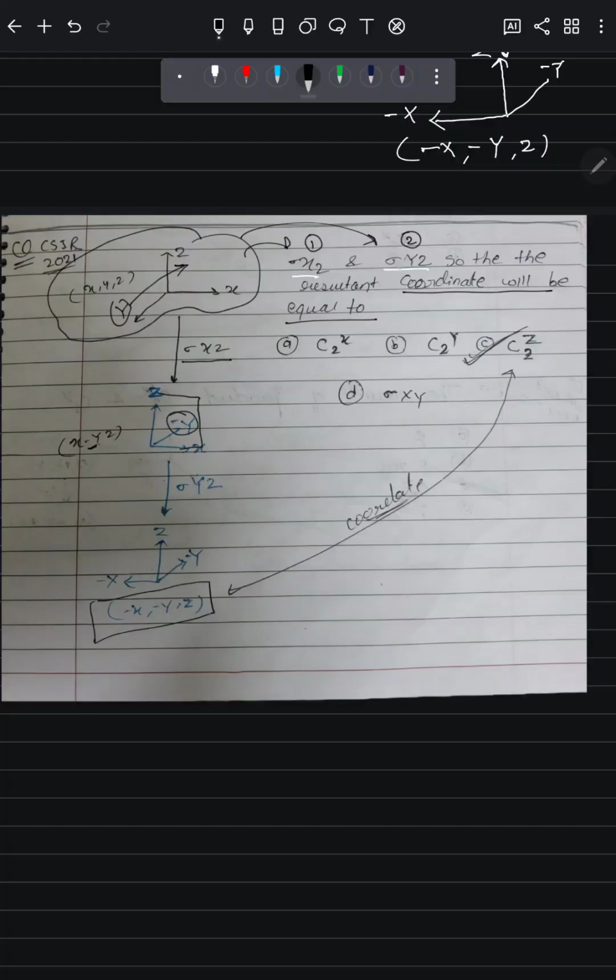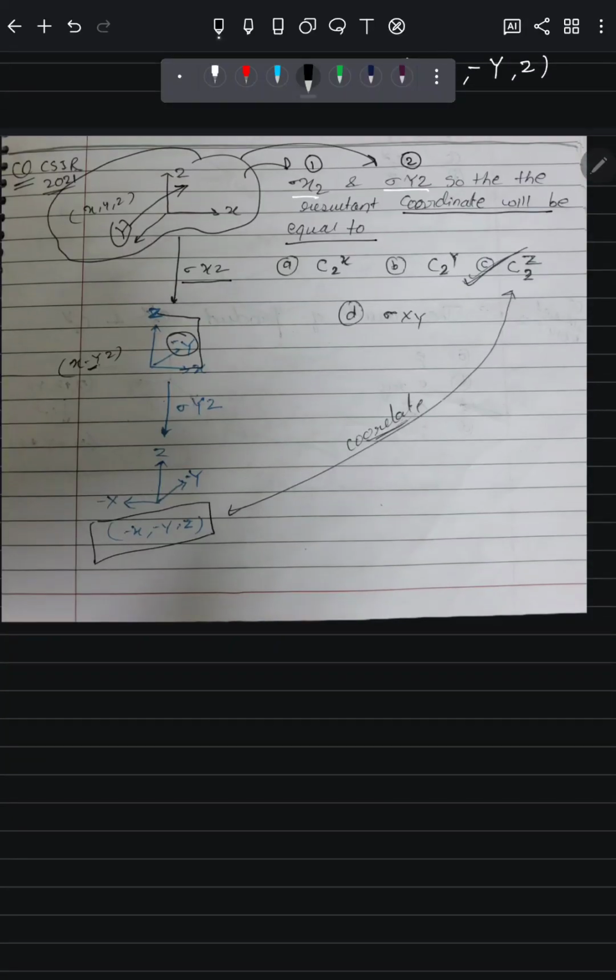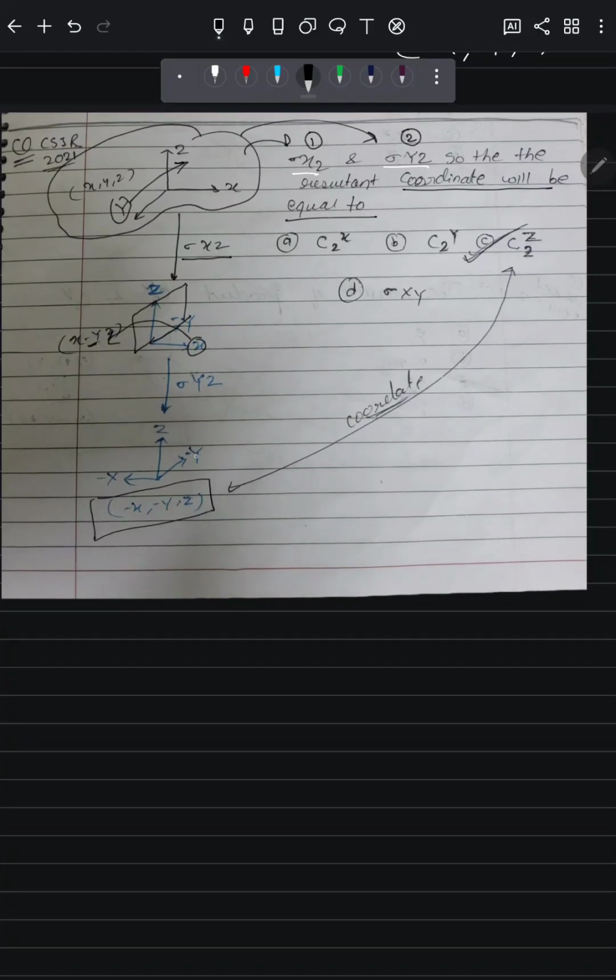And after that we put a sigma yz, along the yz plane, so y and z. So this will be y and this will be z, this plane. According to this plane, this z will go from here to this, it will reflect like that. So this is the final coordinate x, y, z.